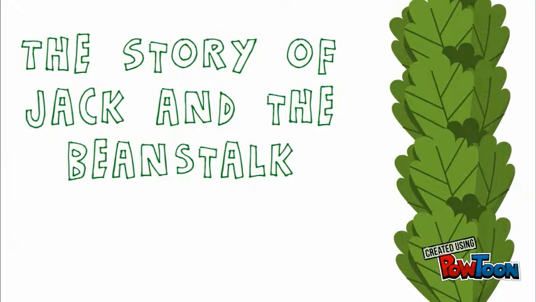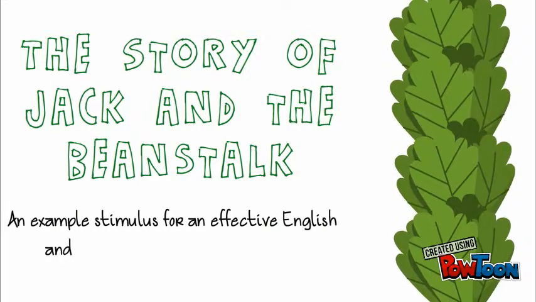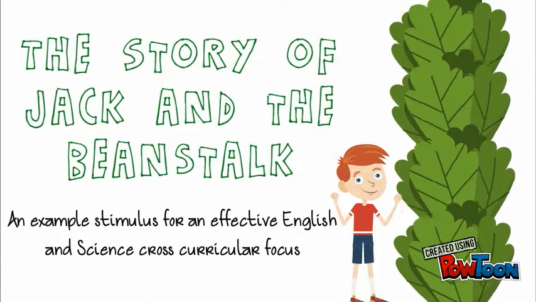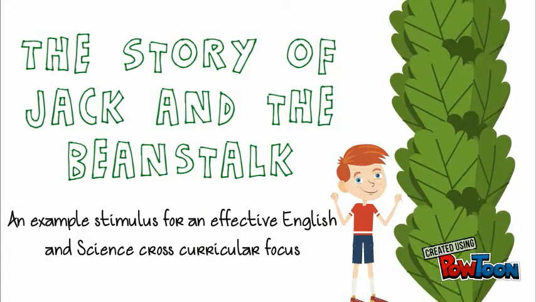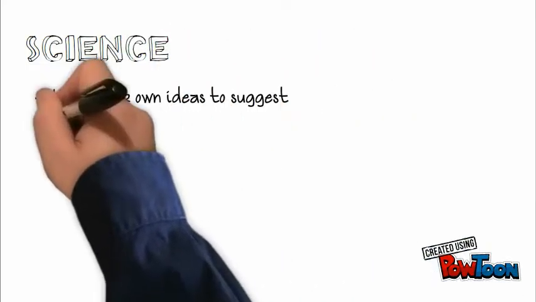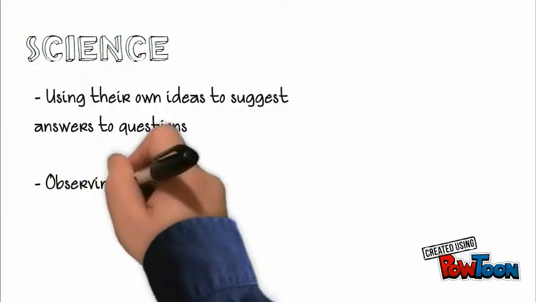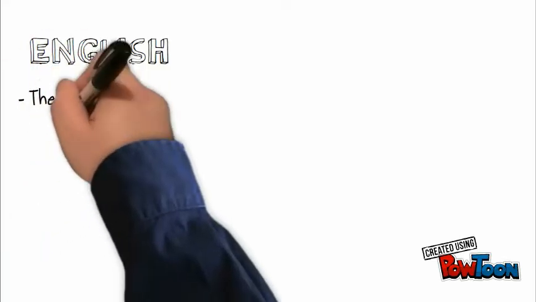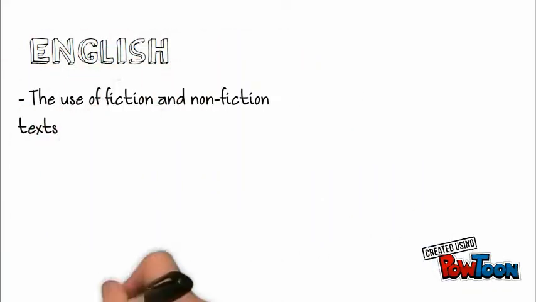I have devised a series of 4 lessons focused on the traditional tale Jack and the Beanstalk. The series of lessons all focus on a number of significant features from both the science and the English national curriculum. These include using their own ideas to suggest answers to questions, observing and making predictions. The use of fiction and non-fiction texts.